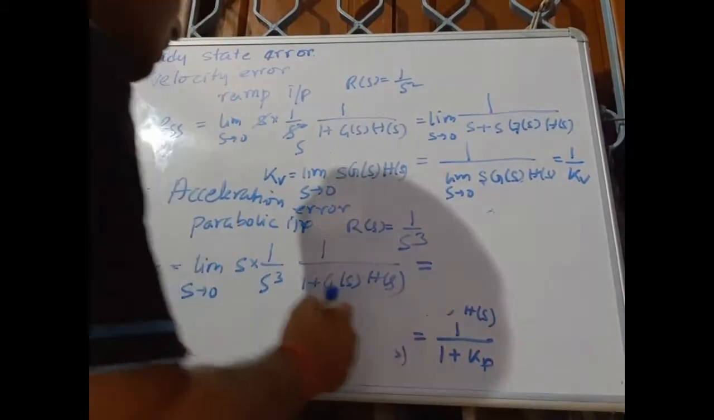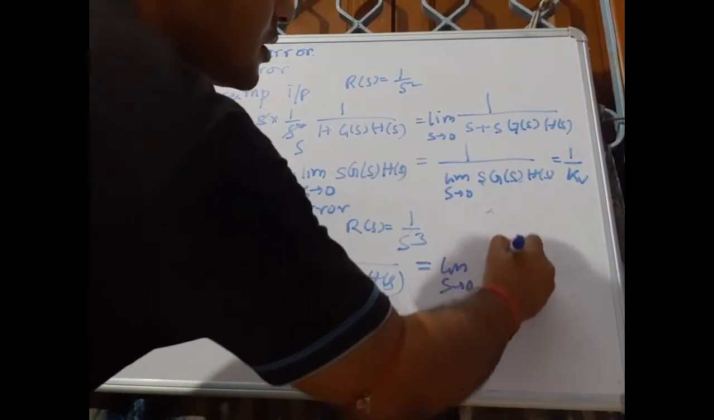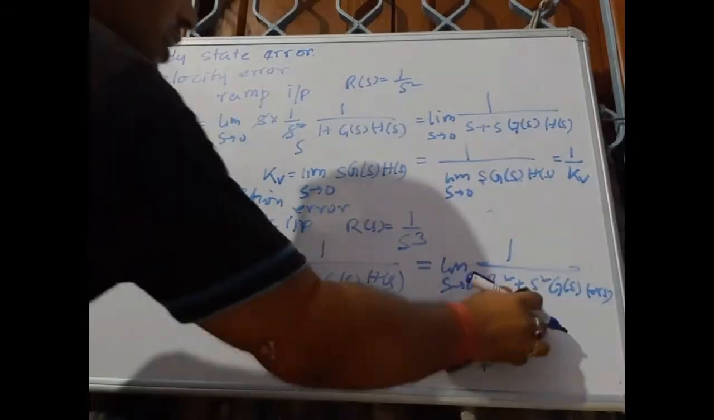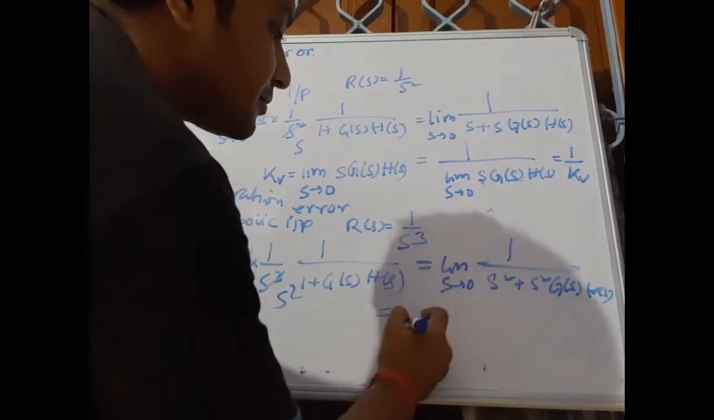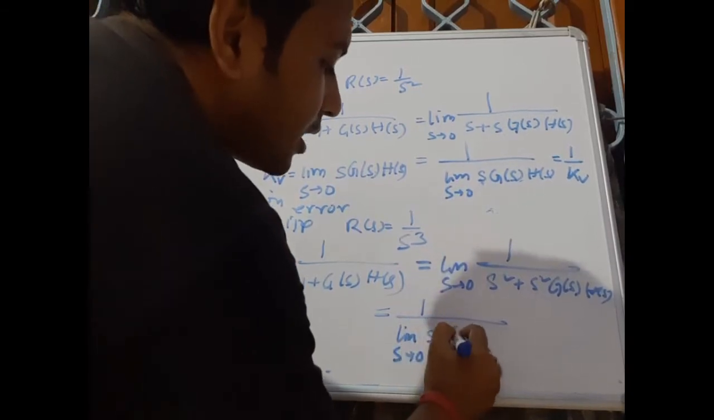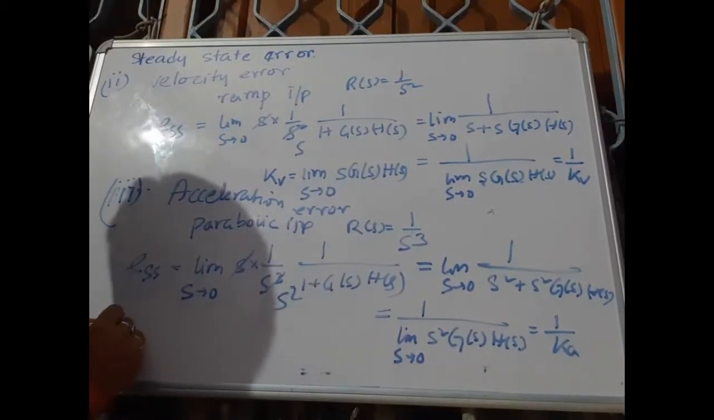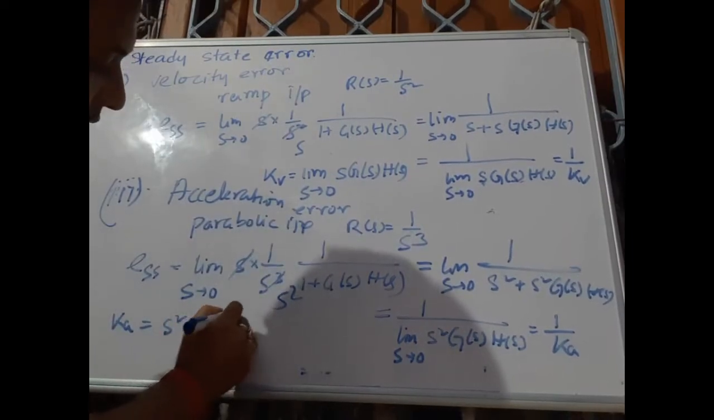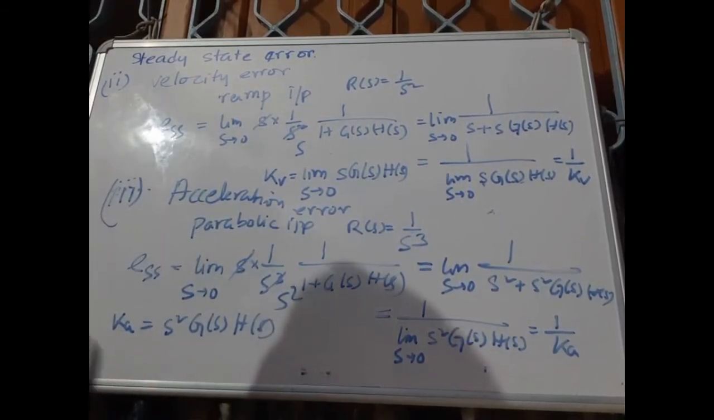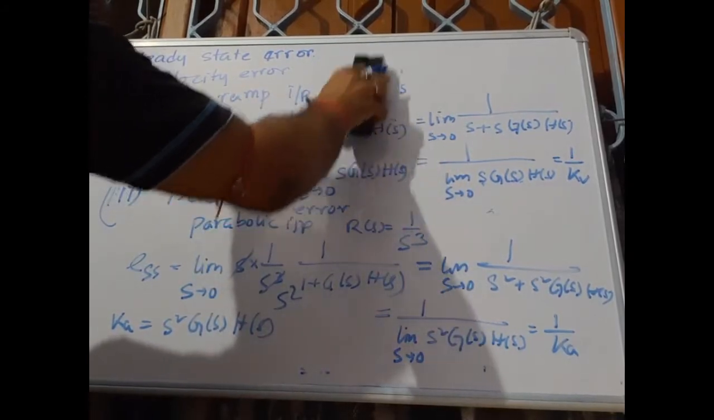So if I just cancel, limit of s tends to 0 1 by s square plus s square G(s)H(s), and that is equal to 1 by limit of s tends to 0 s square G(s)H(s), and that is equal to 1 by Ka, where Ka is equal to limit of s square G(s)H(s), and that is equal to the acceleration error coefficient. These formulas mean the steady state error formulas.